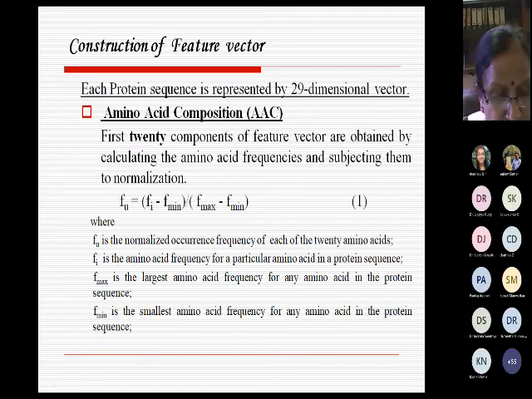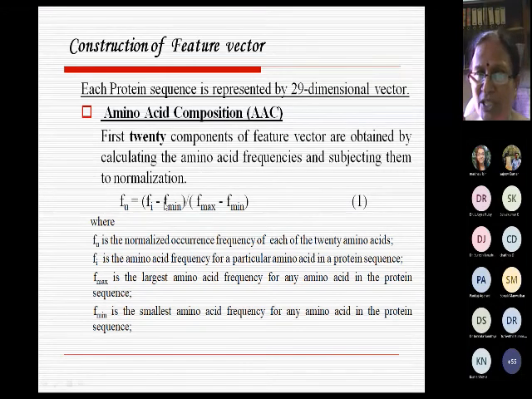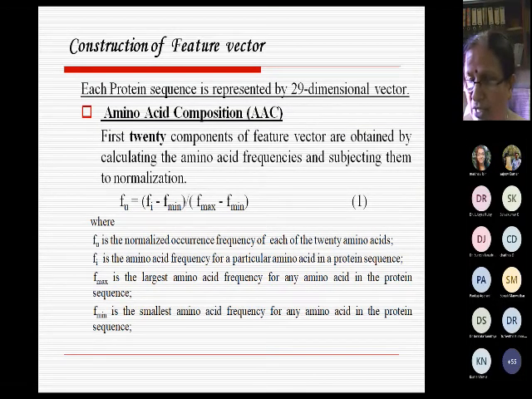Now, to convert these protein sequences, which as all of you may know are a combination of these 20 amino acids, we converted them into a 29-dimensional vector, the 29 descriptors. For the first 20 descriptors, for each amino acid we calculated its frequency. What is it in the composition? What is the frequency for each amino acid? If there are 100 amino acids, what is the percentage of amino acid A, converted into a 0 to 1 ratio.